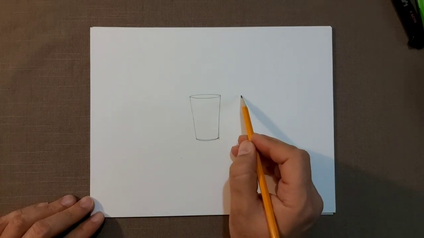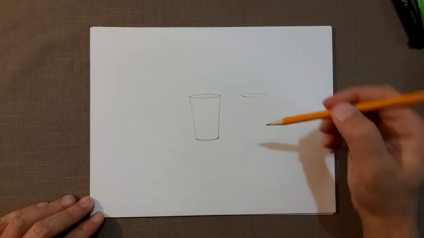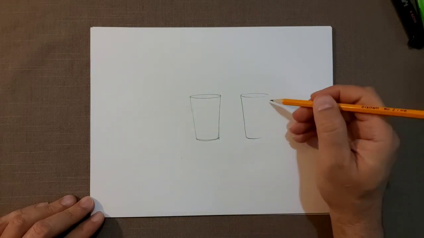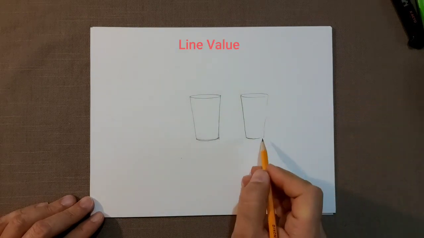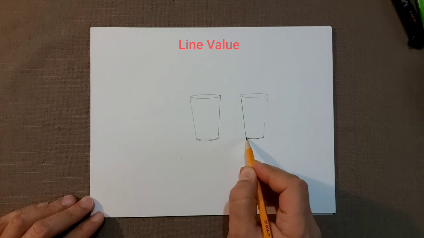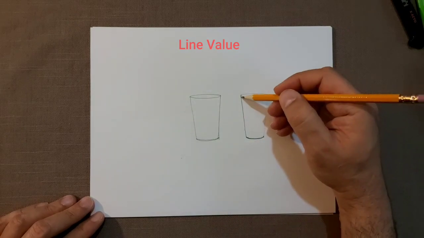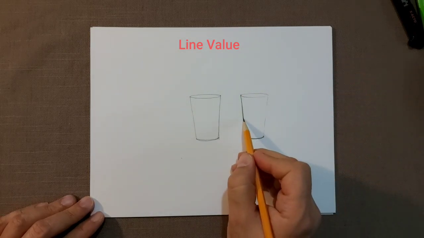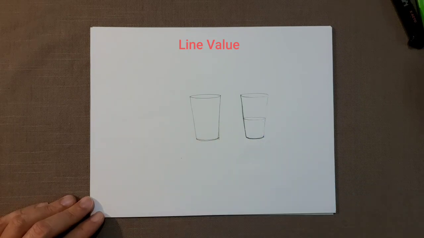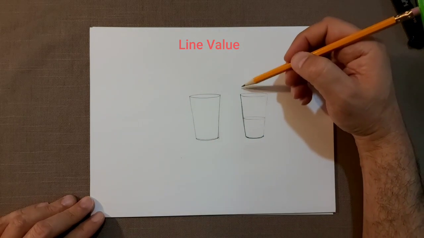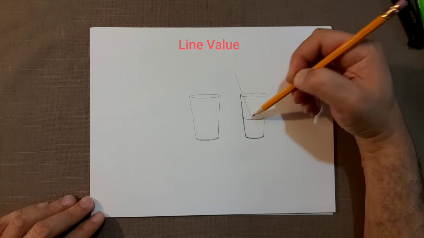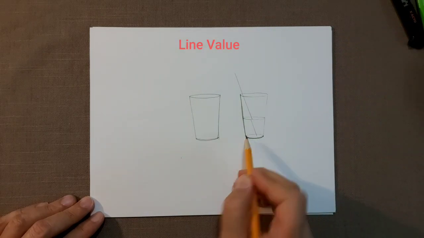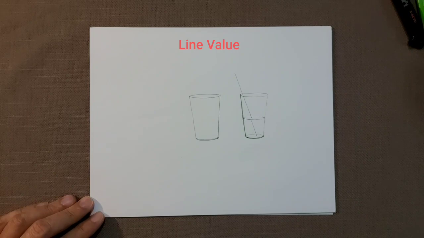Let's take a look into the same glass, but with different line value in here, and then I'm using different pressures on it so we can see some darker lines and some lighter lines, and then showing a little bit of liquid in here, and then I can show a little straw coming down in there, and then it breaks into the water, and then here we are having a different glass.